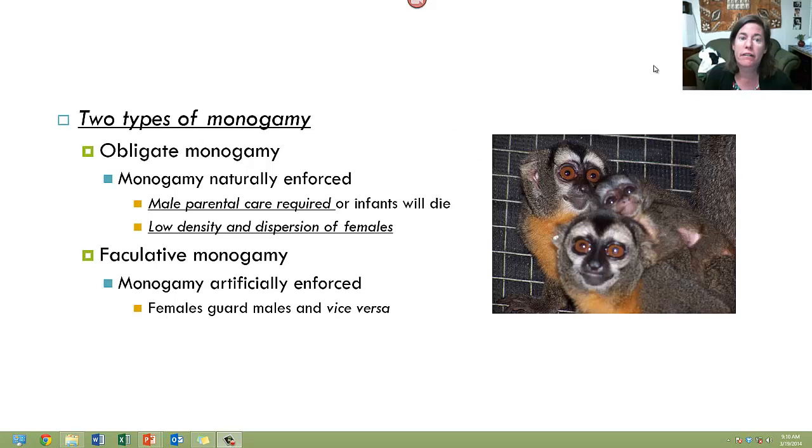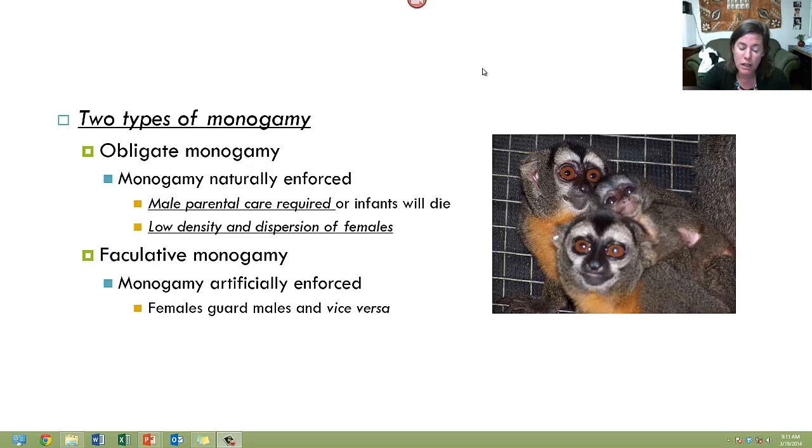There are two primary types of monogamy: obligate monogamy and facultative monogamy. Obligate monogamy occurs when the males are obligated or forced to be monogamous because of the stringent requirements for male parental care. That is, if the males do not provide parental care to the offspring, the infants will die. The infants will not survive.